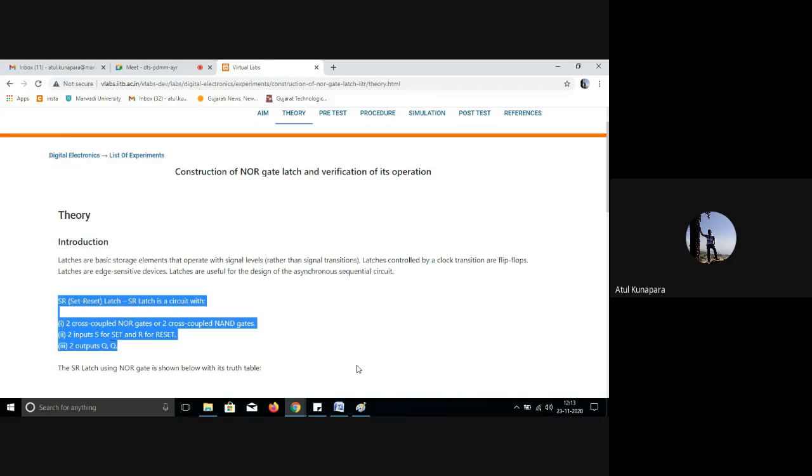A latch can be developed by using NOR gates, and it can also be developed using NAND gates. So the first thing in your latch is a cross coupled pair of either NOR gates or NAND gates. The second thing is that it will have two inputs, S for set condition and R for reset condition. And the third thing is that it will have two outputs, Q and Q bar, right? It can be like this.